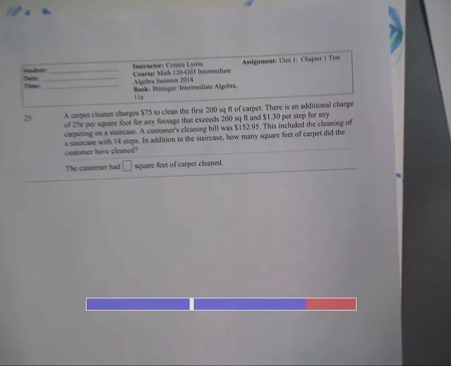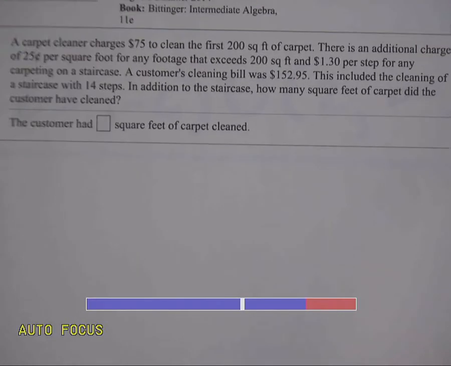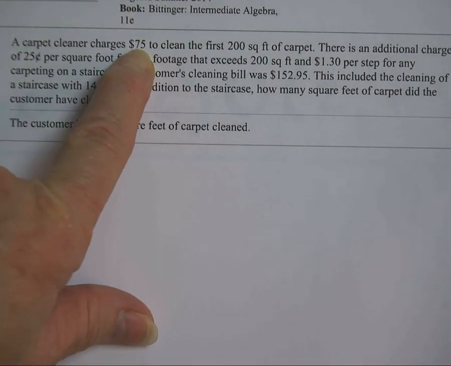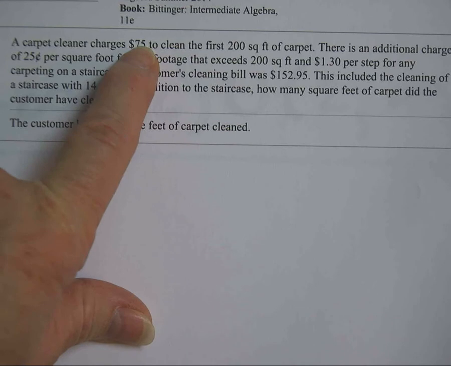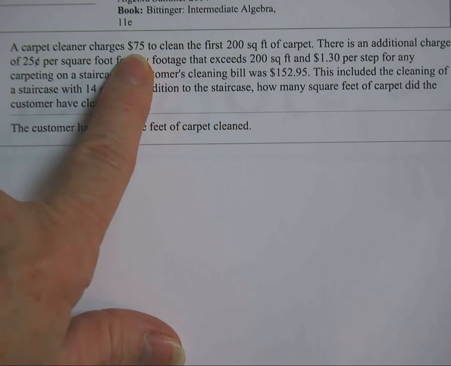All right. And of course, we have to have one of these. Remember that on your homework? Oh, the garbage. I hate that one. Okay, the carpet. Let's say this one is the first way. Okay, 75.